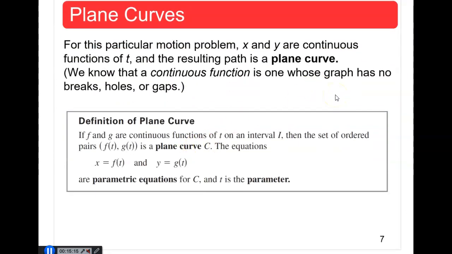So just so you remember, when we say continuous function, we mean those functions that have no breaks, no holes, and no gaps in between.